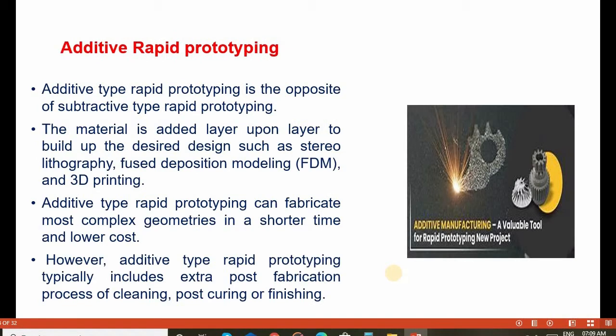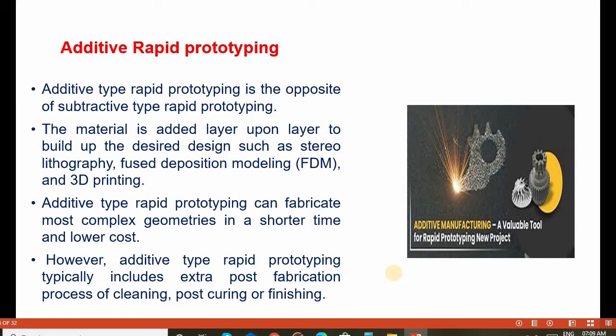Another method is additive rapid prototyping. The additive type is the opposite of the subtractive type. The material is added layer upon layer to build the desired design, as in stereolithography, fused deposition modeling, and 3D printing. These concepts are based on additive rapid prototyping. Instead of removing material as in subtractive rapid prototyping, here the material is built up layer by layer.